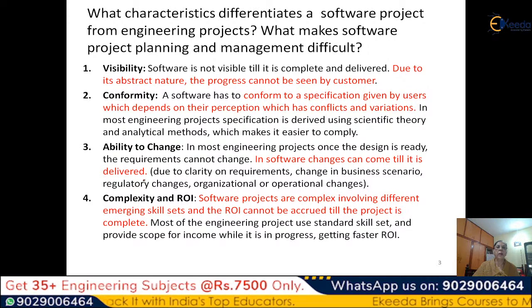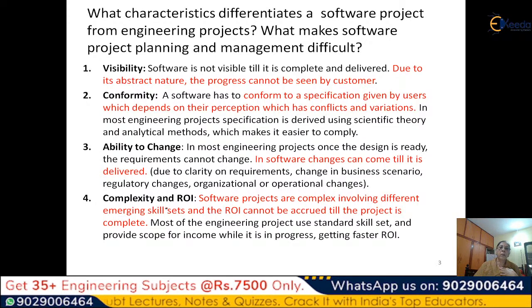So why visibility? Why do we think visibility is the major concern? Because as you know, software is not visible till it is complete and delivered. Only when it is given to the user in complete form, complete development, then only there is some visibility to it. People can interact with the software. But till that time, the user cannot know it. So it's an abstract nature. And the progress cannot be seen by the customer. That's why they feel it is difficult. They don't know how much has been completed. So the project management planning has to be done in such a way that we can show something to them.